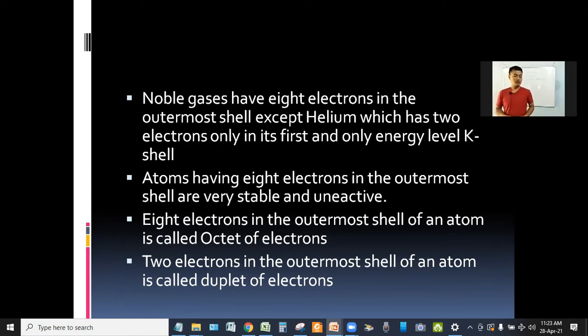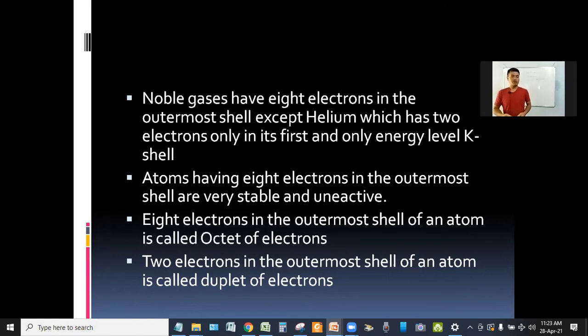And next, let's see. 8 electrons in the outermost shell of an atom is called an octet of electrons. When an element has 8 electrons in the outermost shell or the valence shell, we call it an octet of electrons. Octet means 8. 2 electrons in the outermost shell of an atom is called a duplet of electrons. And noble gas elements like helium have only 2 electrons in their only shell.